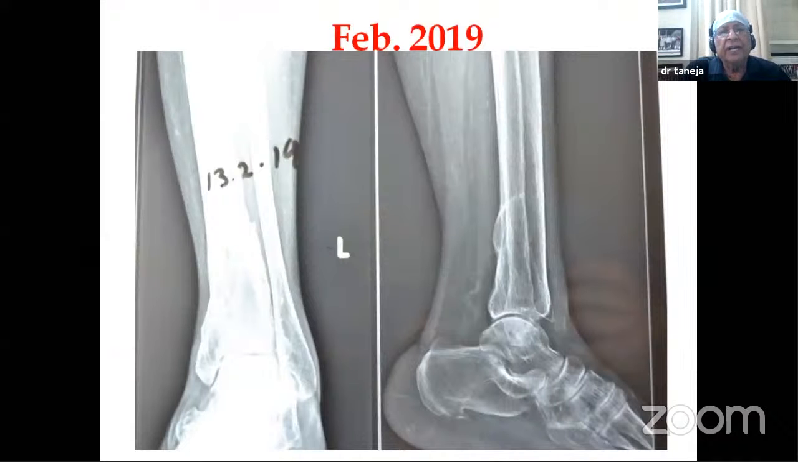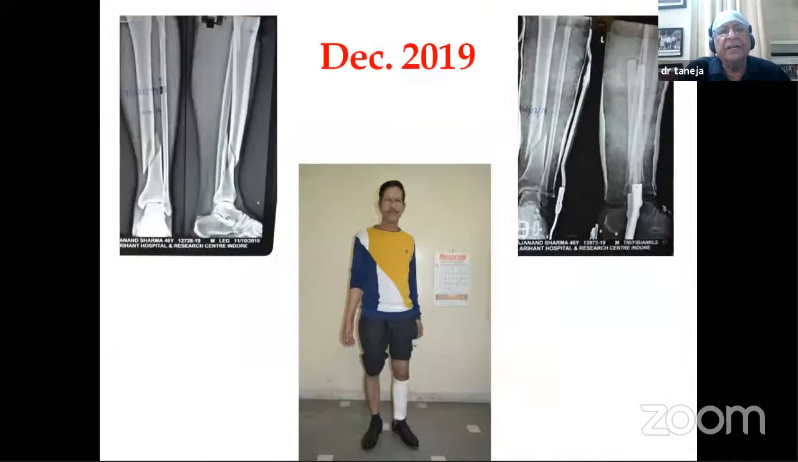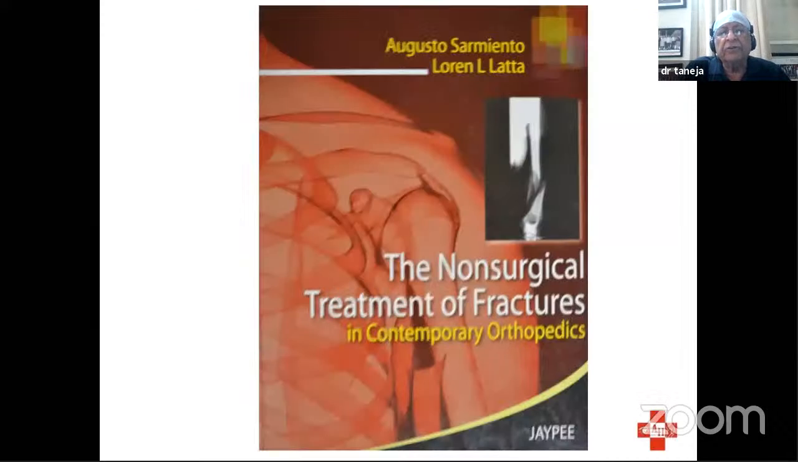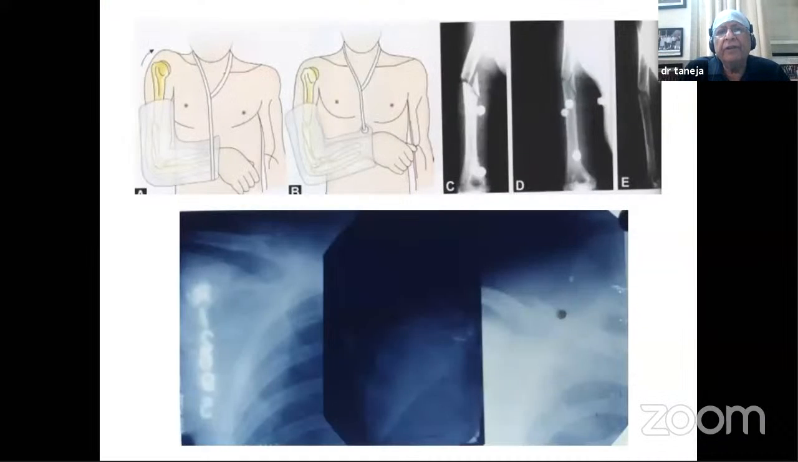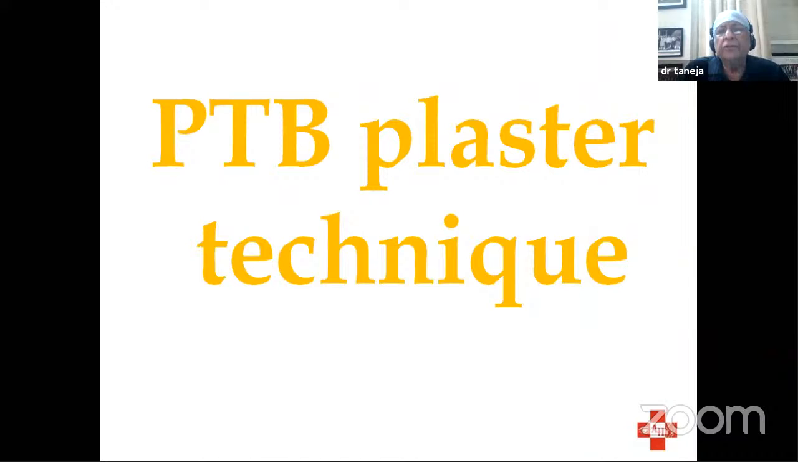This is a 2019 case, and this is a patient with a fracture of the tibia. You can see that in the ankle cast brace, he has been moving around, and the fracture went on to unite. I would suggest to all my postgraduate students that they must read this book, The Non-Surgical Treatment of Fractures, by my role model Augusto Sarmiento and Lauren Latta. So this is one aspect of my talk, and now I will come to you.